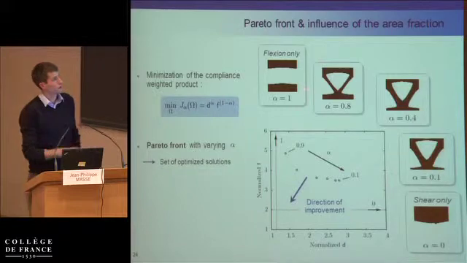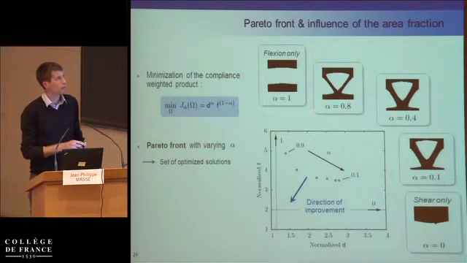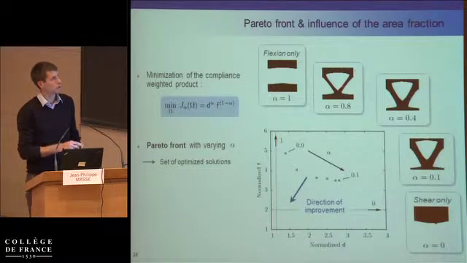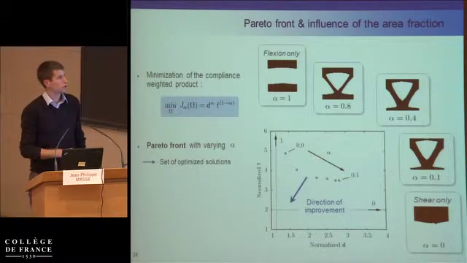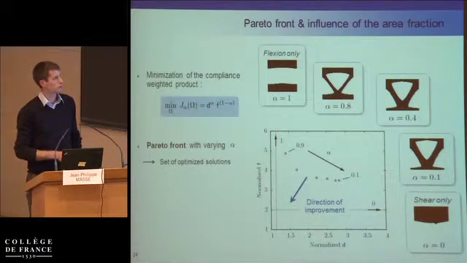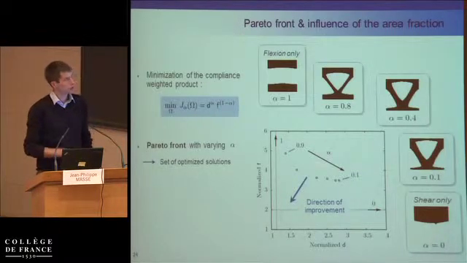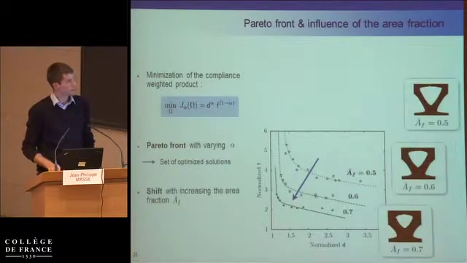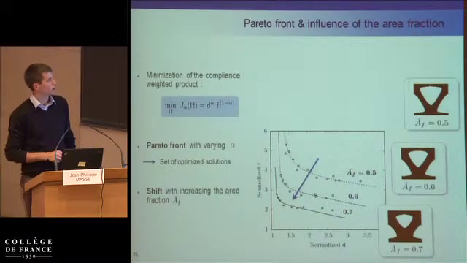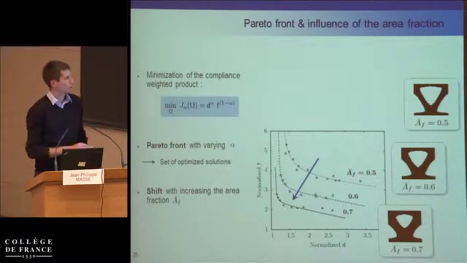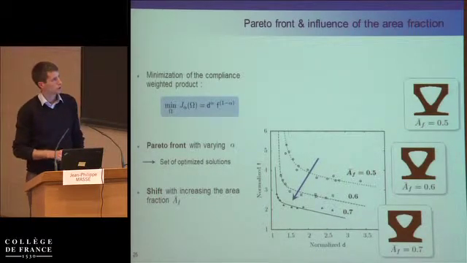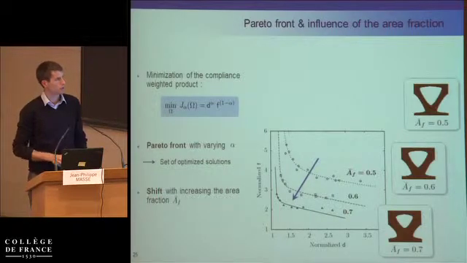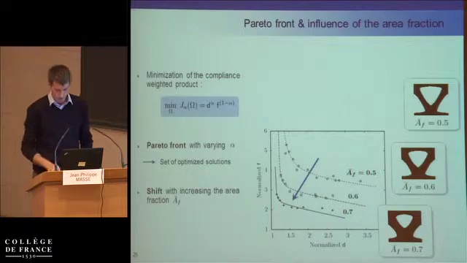And doing several optimizations with different values of alpha, you get a continuum of optimal geometries that gives you, in this chart of bending stiffness and transverse shear stiffness, a Pareto front from only bending to only shear. And you can change the constraint on the volume, on the area fraction, because we are two-dimensional. And so you have the shift of this Pareto front, and you can get a different solution.